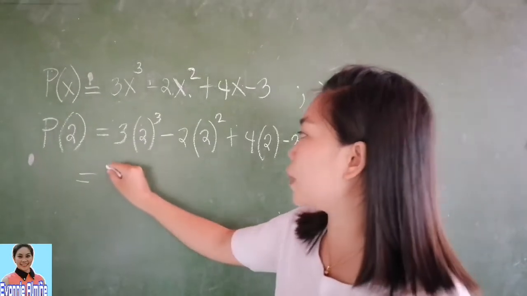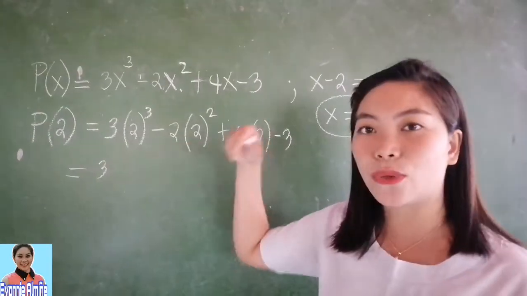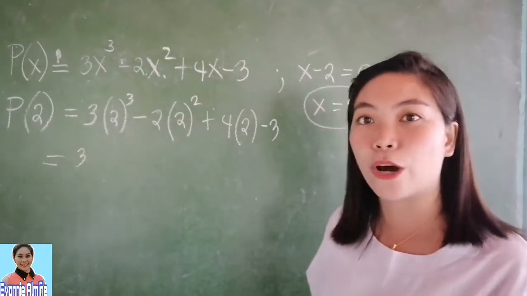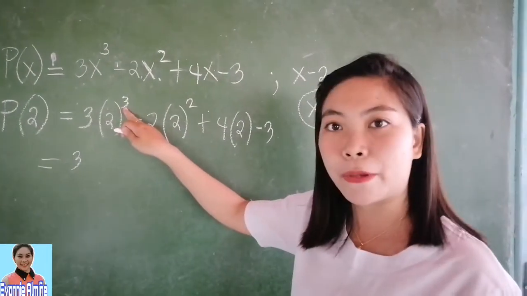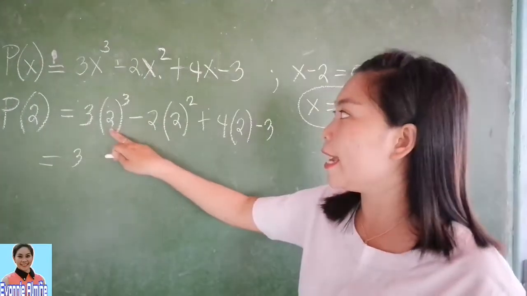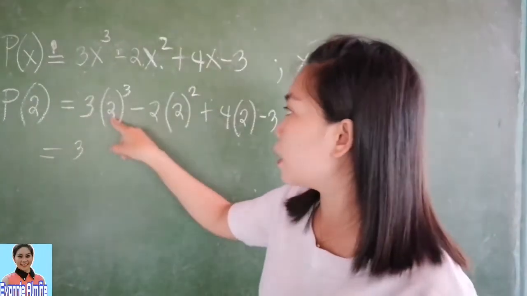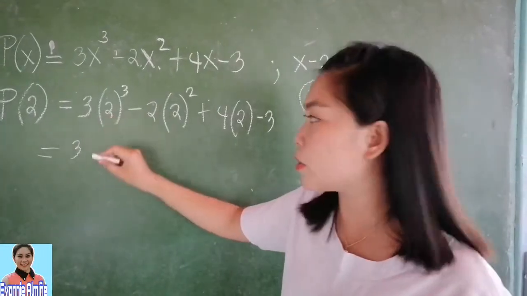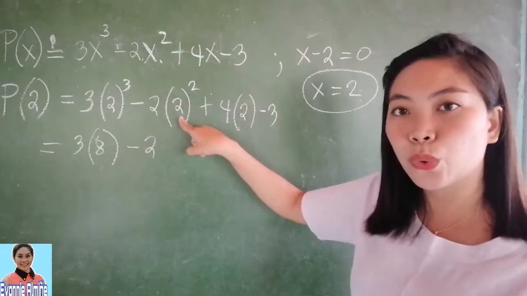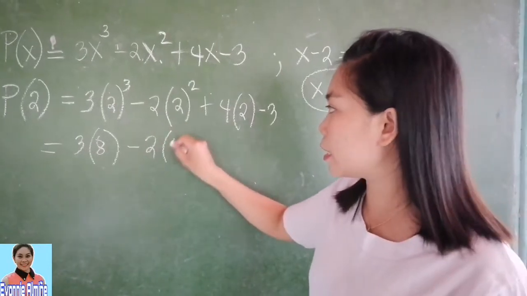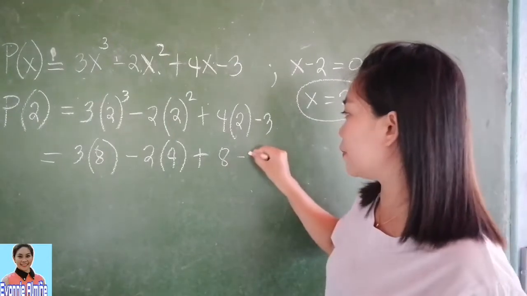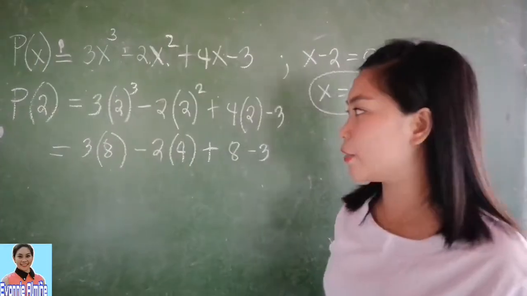Intermission lang po yan. So we have to bring down 3. 2 raised to 3, meaning po nito, we are going to multiply 2 by itself. How many times? Of course, 3 times. Because the exponent indicates the number of times you are going to multiply the base by itself. So, 2 raised to 3, you have 2 times 2 times 2, we have 8. Bring down negative 2, then 2 multiplied by 2 is 4. Plus, 4 times 2, you have 8. Bring down negative 3.